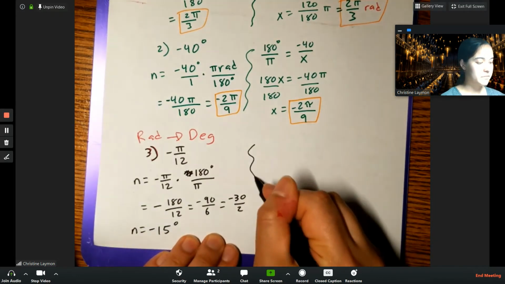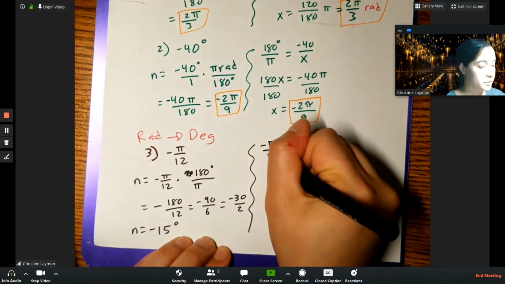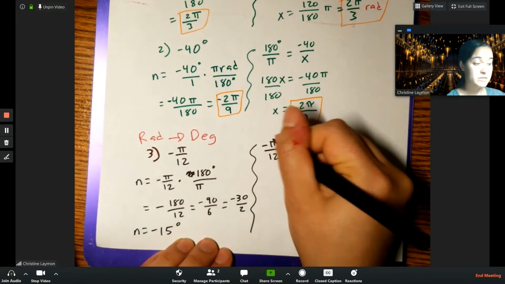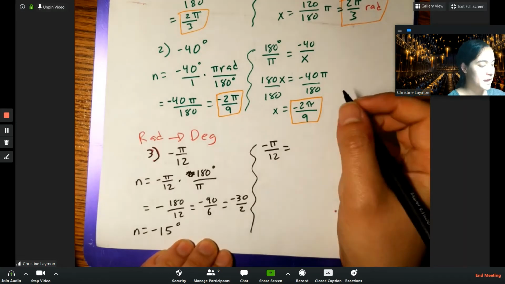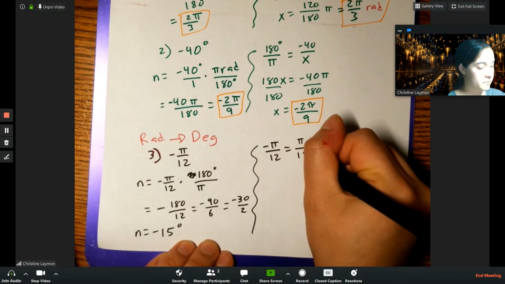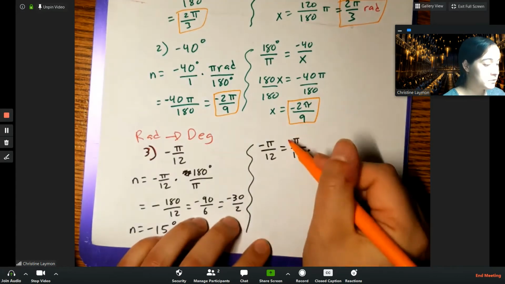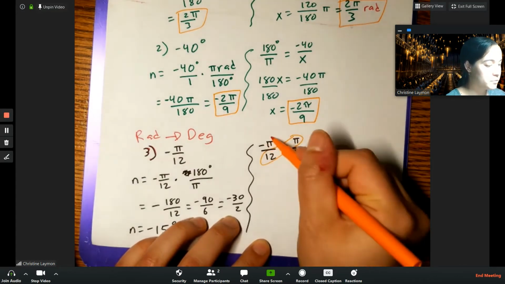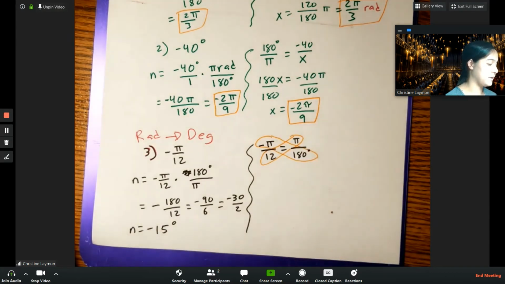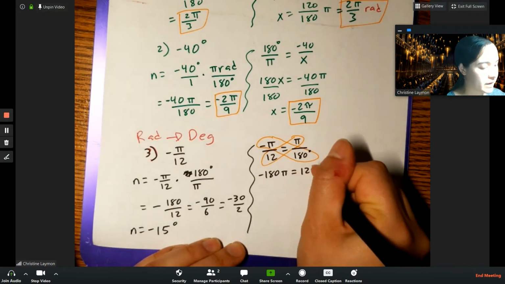Let's do the same thing using the ratio method. I have negative pi over 12. Again, this top is my radians. So negative pi over 12 radians equals pi radians over 180 degrees. And as before, we're going to go ahead and cross multiply. So again, I'm using the butterfly method. Come along this way, come along that way. Okay, so we have negative 180 pi equals 12 pi.